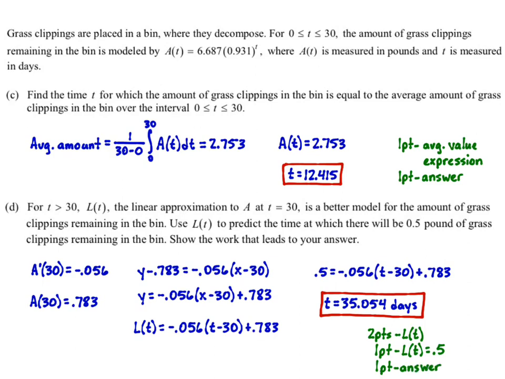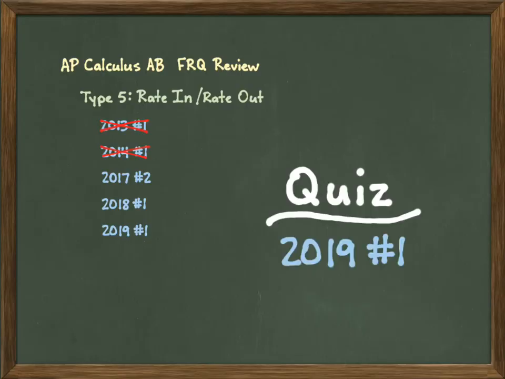So that wraps up this question. The next question is going to be a quiz, so make sure you do this on your own. It's question number 1 from 2019. Set a timer for 12 minutes and do as much as you can. Hopefully you can do it all, and then come back ready to grade it in the next video.